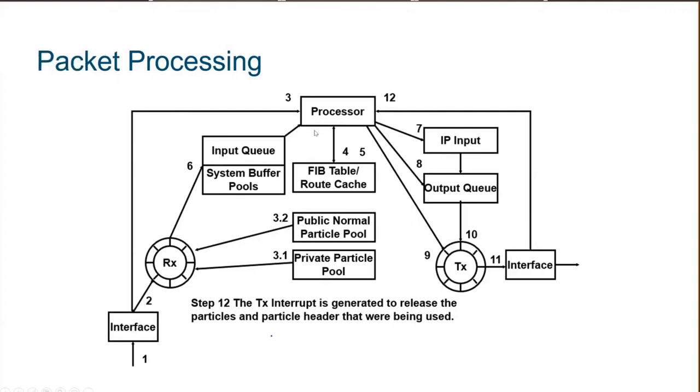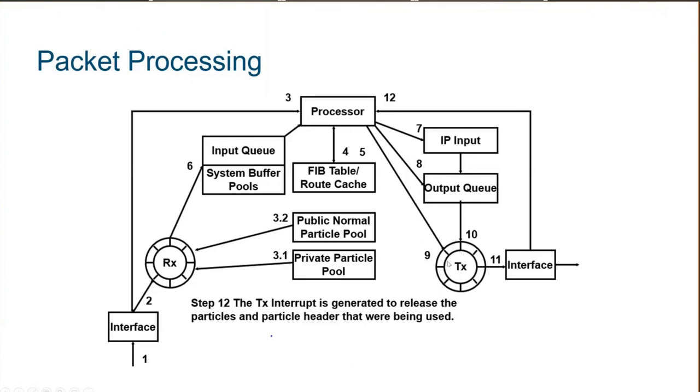So for processing, we have three options. One is the FIB table in case CEF is enabled, route cache if cache routing is enabled, and IP input if we don't have these fast switching options enabled. So the processor will process the packet based on one of these three. Based on the result, it will place the packet on the output queue. It can also place the packet directly on the TX ring itself.